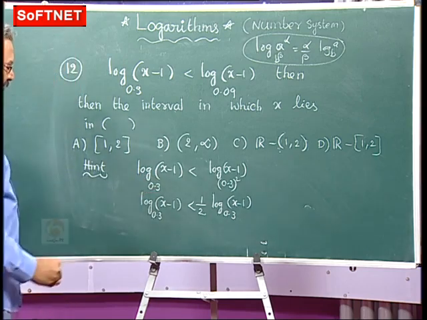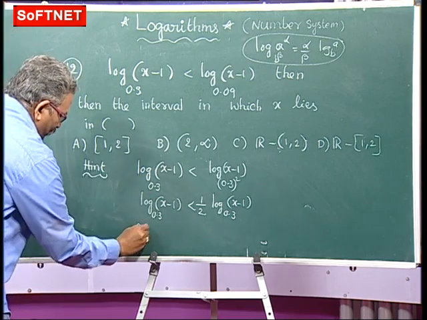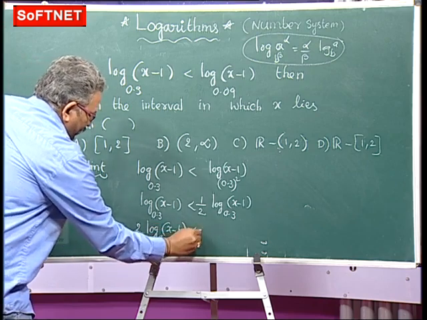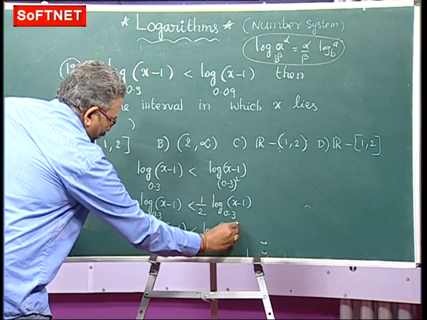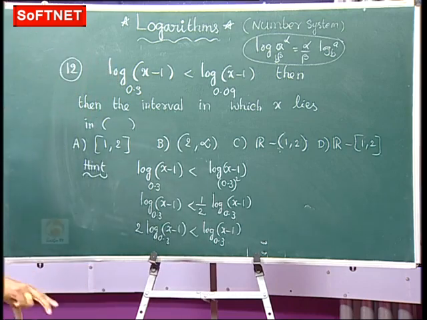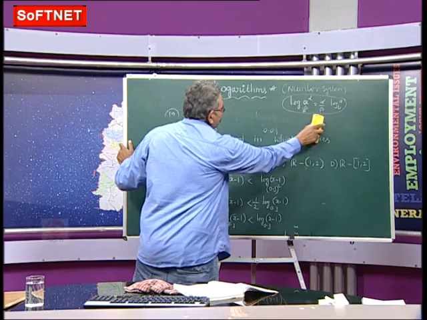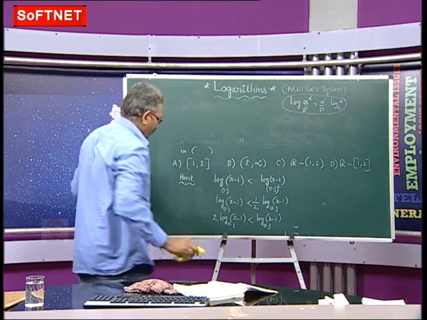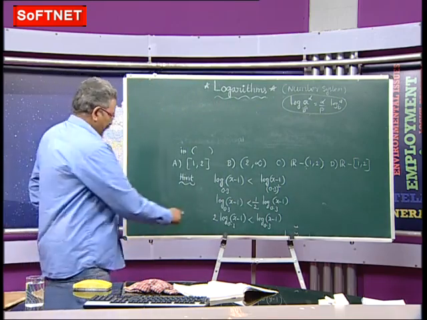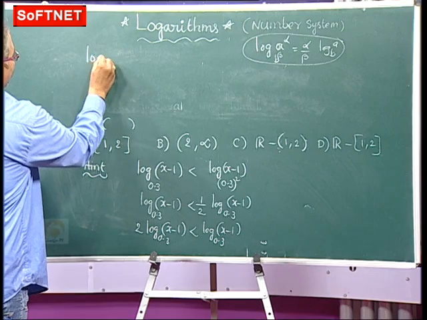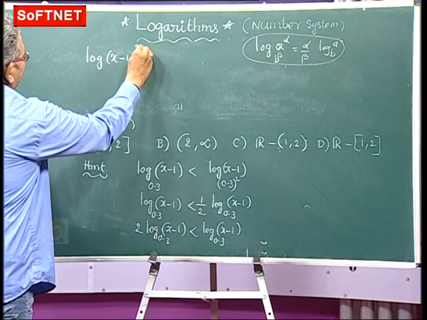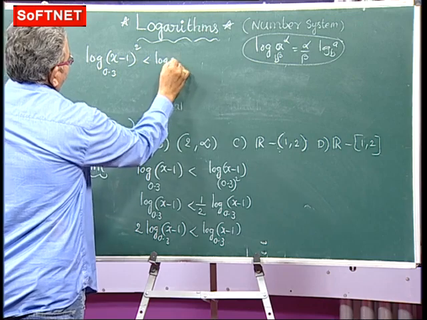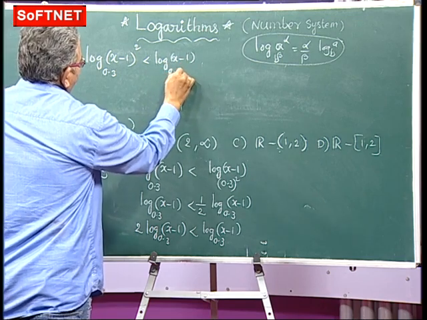Multiply 2 on both sides. So, this can be written 2 log of x minus 1 to the base 0.3 less than log of x minus 1 to the base 0.3. Again, here this can be written as log of x minus 1 whole square to the base 0.3 less than log of x minus 1 base 0.3.